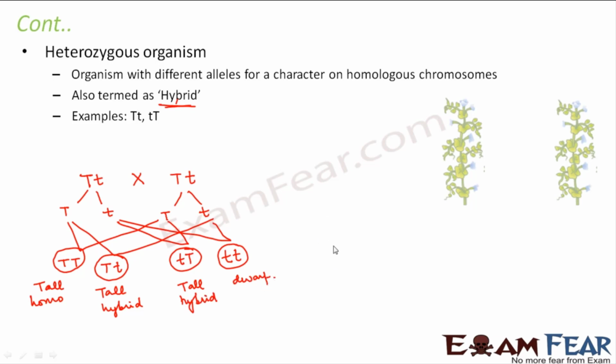So what do we see? The result is 3 out of 4 are tall. That means 75% of them are tall. 1 out of 4 is dwarf. That is 25% of the results are dwarf, right?